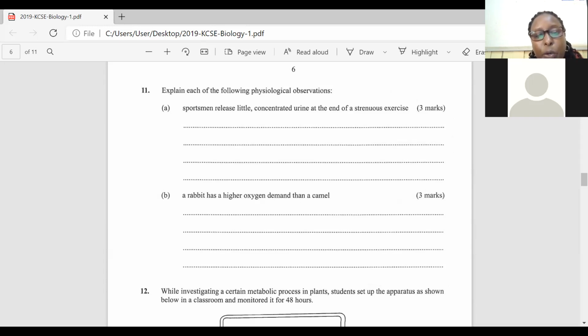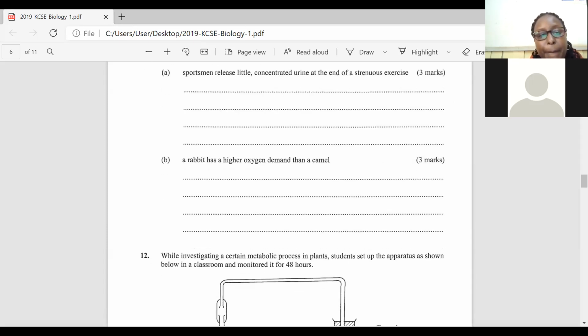We also have the effect of the ADH affecting permeability. So we would have more reabsorption of water. And at the end of it all, the sportsmen lose water through the sweating. Then we also have the selective reabsorption, where we have the tubules reabsorbing much of the water, at the end of it all getting the concentrated urine. That question had 3 scoring points, and the learner had to bring them out quite well.